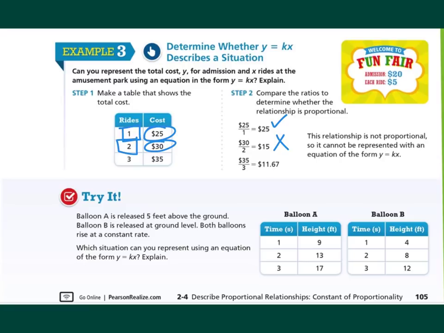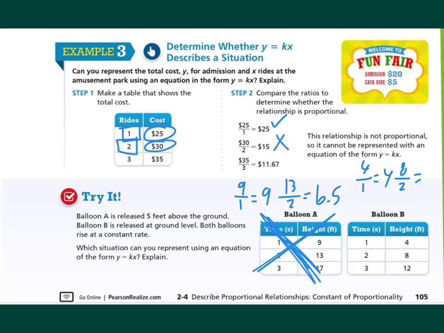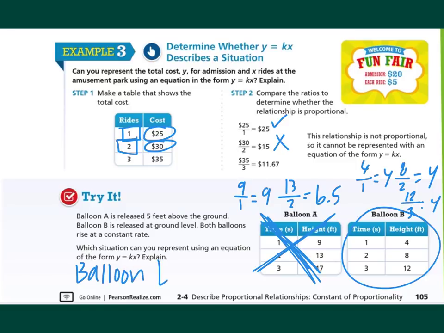Let's look at balloon A. So we'll say 9 divided by 1. That gives you 9. 13 divided by 2 gives you 6.5. Because these are not the same constants, we're going to get rid of A. That's not proportional. Let's try B. 4 divided by 1 is 4. 8 over 2 is 4. And 12 over 3 is also 4. Therefore, B would be proportional. So the answer here would be balloon B.